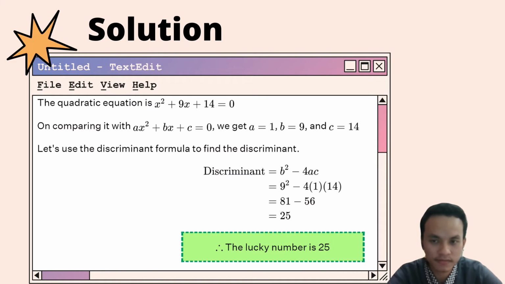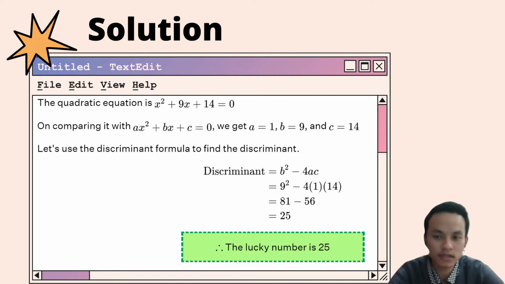So for the solution, first we know that the quadratic equation is x squared plus 9x plus 14 equal to 0. So we compare it with the general equation of a quadratic equation, which is ax squared plus bx plus c equal to 0. Thus we get a equals to 1, b equals to 9, and c equals to 14.